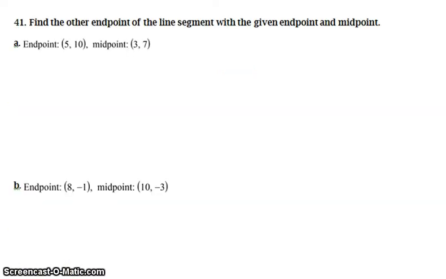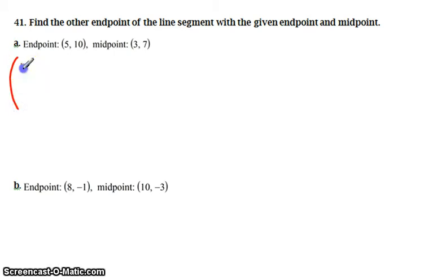All right, so 41, the last problem, has two parts, part A and part B. On number 41A, the directions say find the other endpoint of the line segment with the given midpoint and endpoint. So unlike the other problem where you're given two endpoints and asked to find the middle, here you're given one endpoint and the midpoint itself and asked to find the other endpoint. The good news is you're still going to use the same formula.